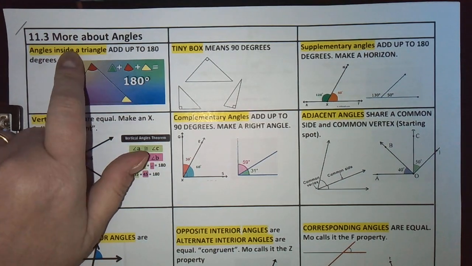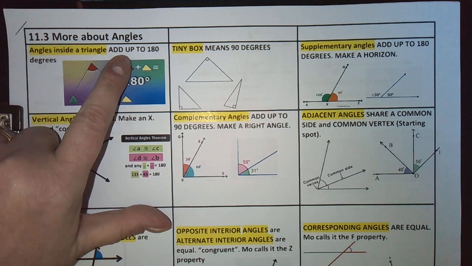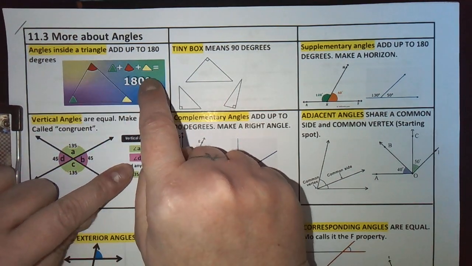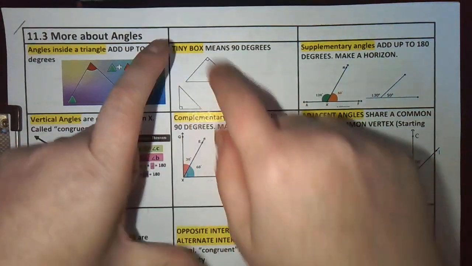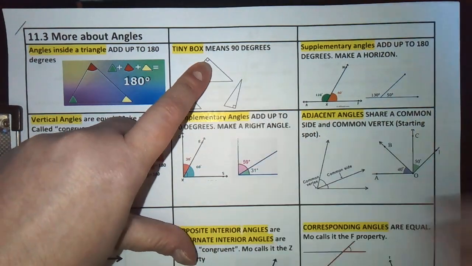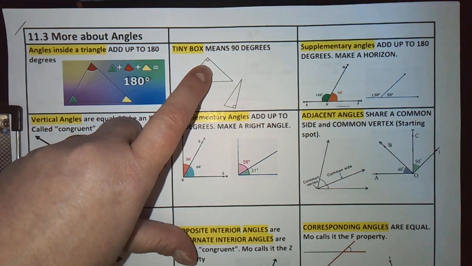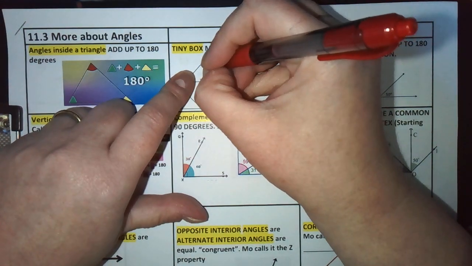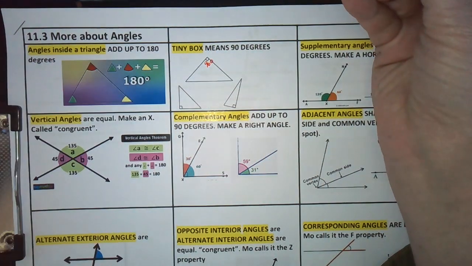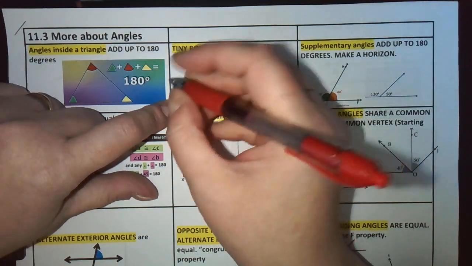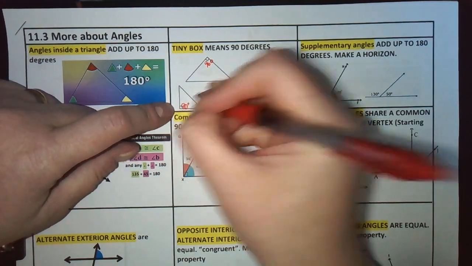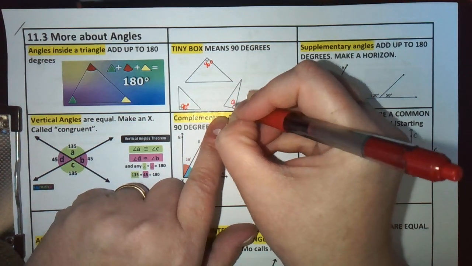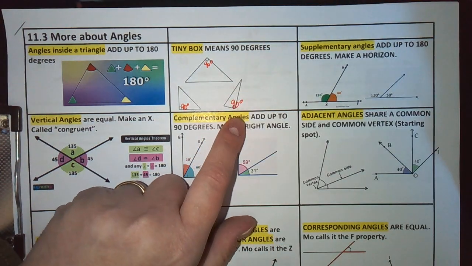Okay, first, all the angles inside a triangle add up to 180 degrees. So all three angles add up to 180. We probably knew that. Okay, if you have a tiny little box in your triangle in a corner, that means 90 degrees. So this top triangle has a 90 degree angle at the top. Or this bottom left triangle has a 90 degree angle at the bottom left. Or this bottom right triangle has a 90 degree angle at the bottom right.